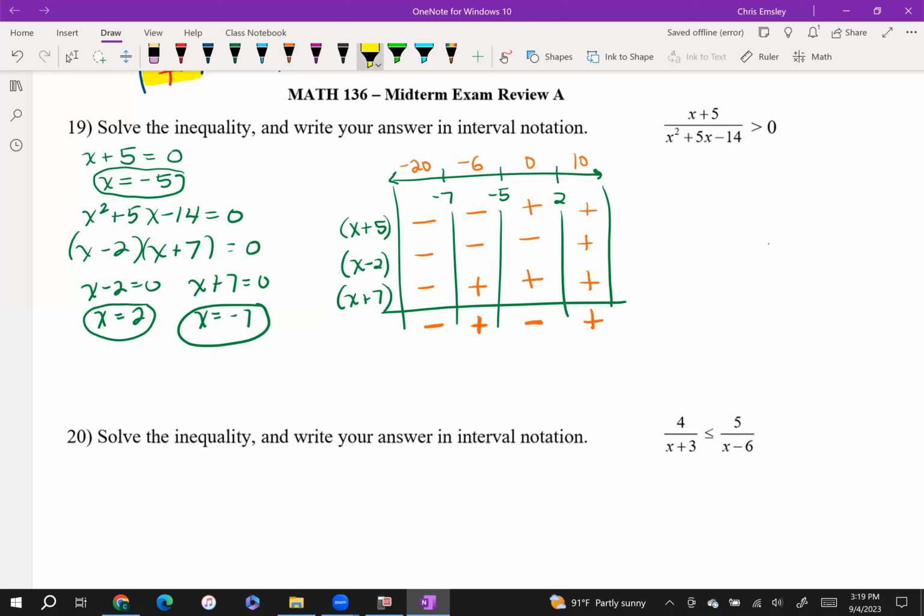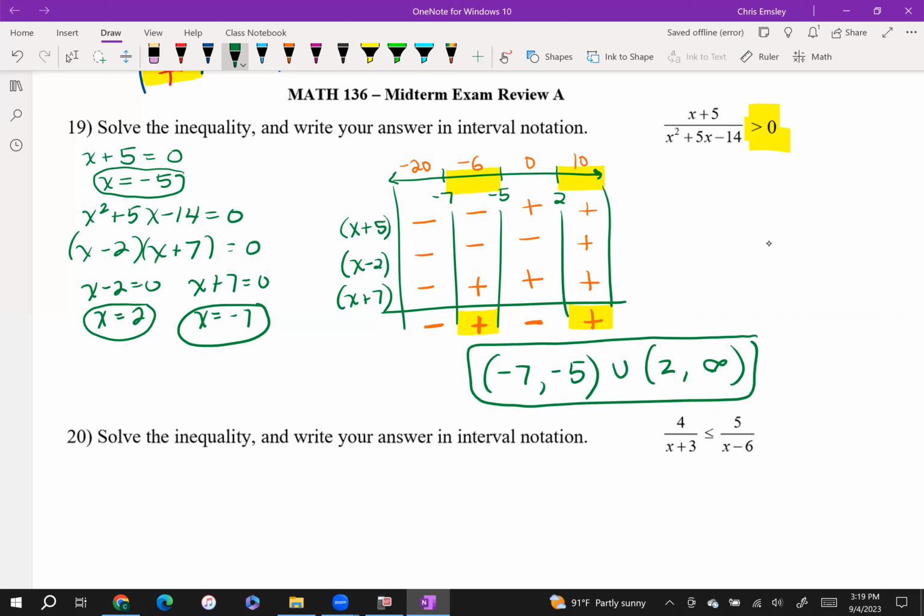So what were we looking for? Go back to our original inequality. We were looking for where is this function greater than 0? Numbers greater than 0 are our positive numbers, so we want this column and this column. So look up on your number line. That means we want to go from -7 to -5, and also from 2 to infinity. Since it's strictly greater than, we don't have to worry about our symbols. They're all going to be just parentheses, not including those endpoints.